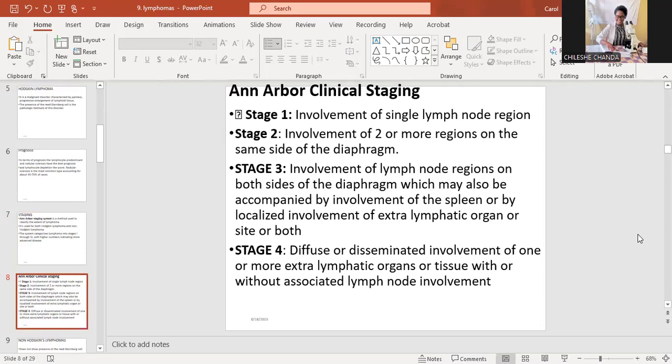So for example, if we're talking about the lymph nodes in the groin, and then you also have the involvement of lymph node in the axilla, you're going to classify this as stage 3 lymphoma. Stage 4 lymphoma will involve a diffuse or disseminated involvement of 1 or more extra lymphatic organs or tissue. There'll be other organs that will be involved now. Extra lymphatic organs or tissue will be involved, okay? This will be with or without associated lymph node involvement.